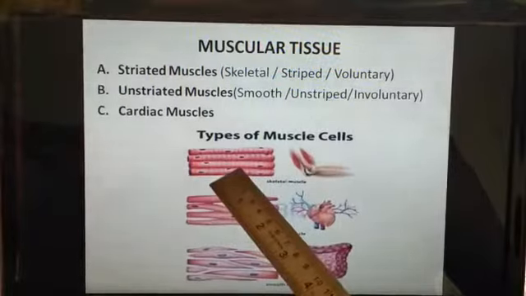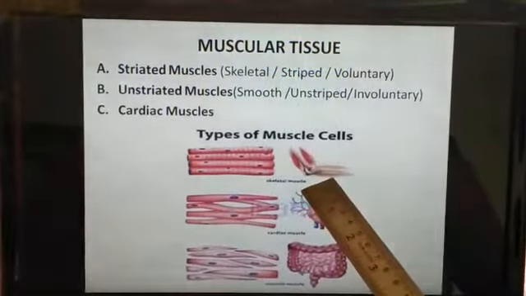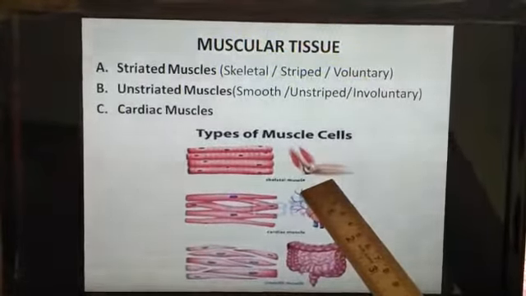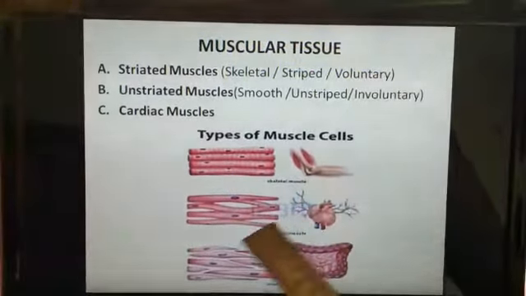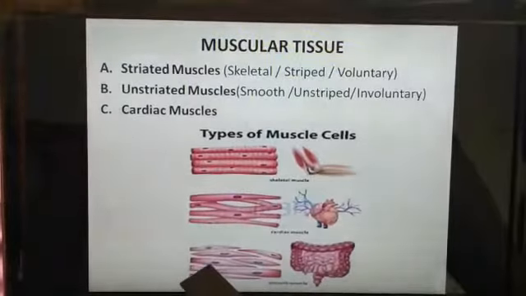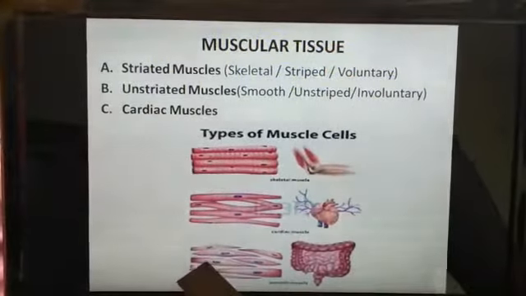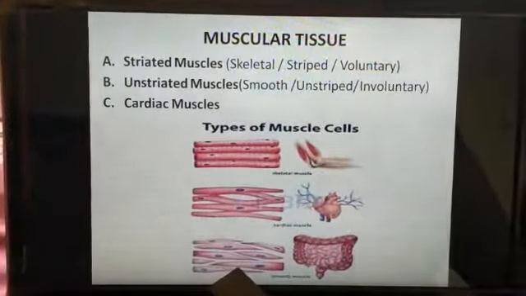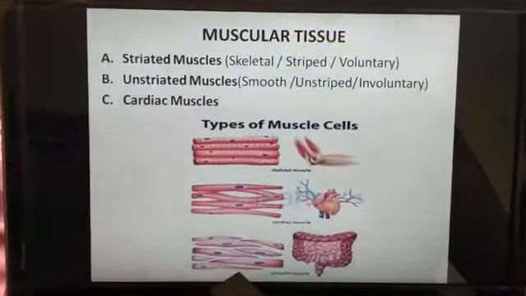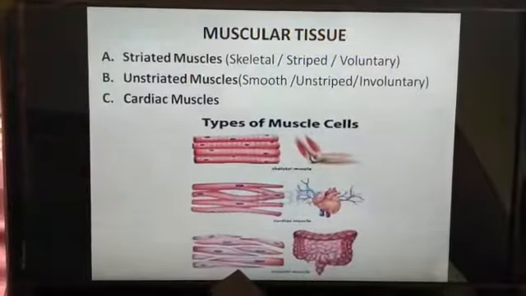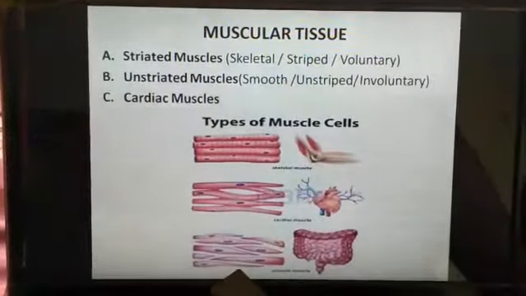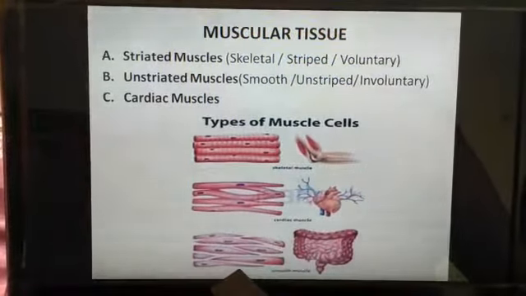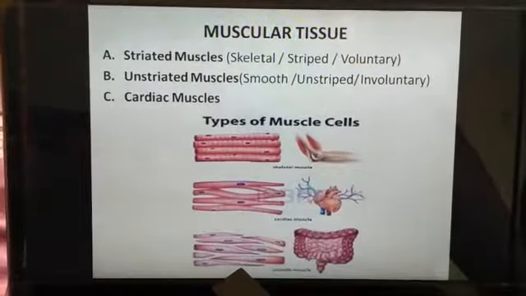This muscular tissue is found in those parts of our body which we can move at our will, like arms, legs, and face. The next type of muscular tissue is the unstriated muscles, which is here. These are also called smooth muscles because they do not have any stripes or light and dark bands. So they are also called unstriped muscular tissue. They are involuntary, that is, they are not in our control. So this muscular tissue controls the movement of our internal organs, which we cannot manage.